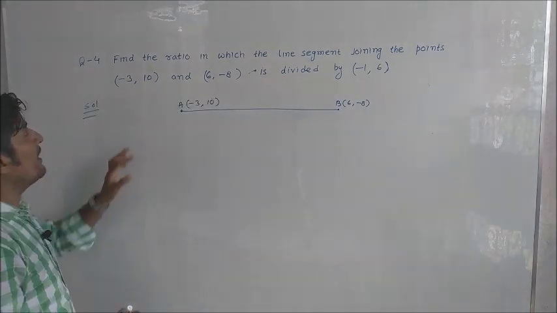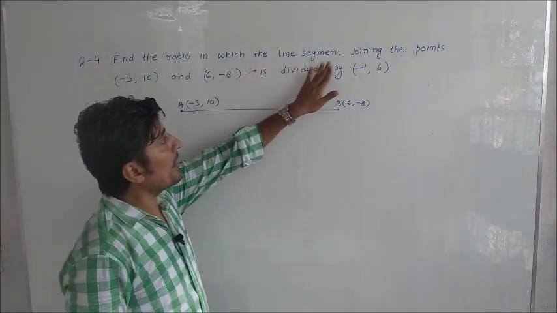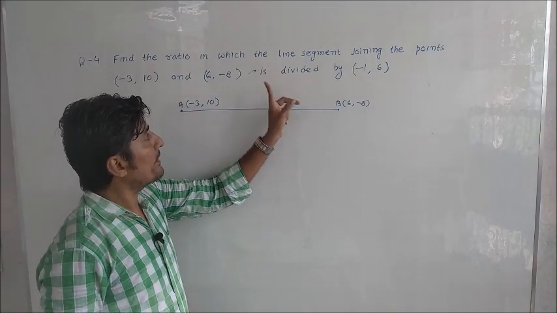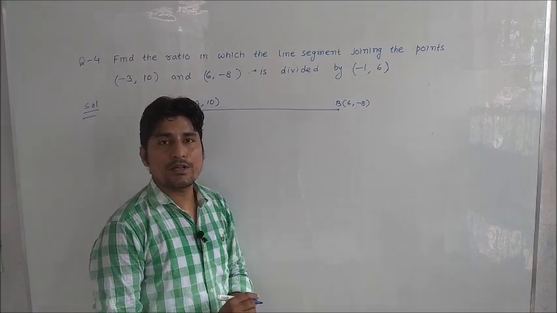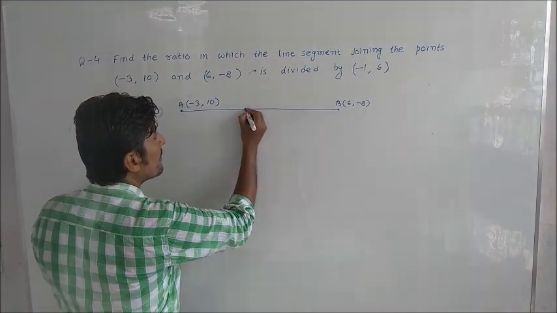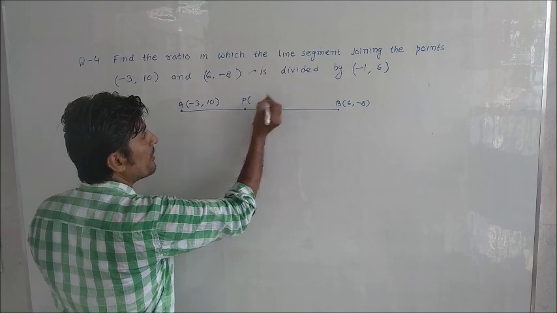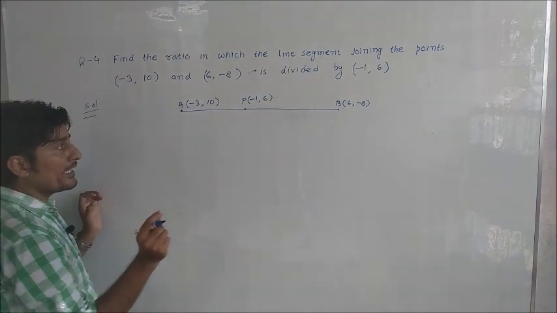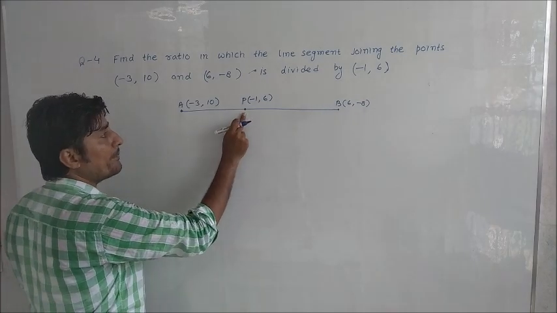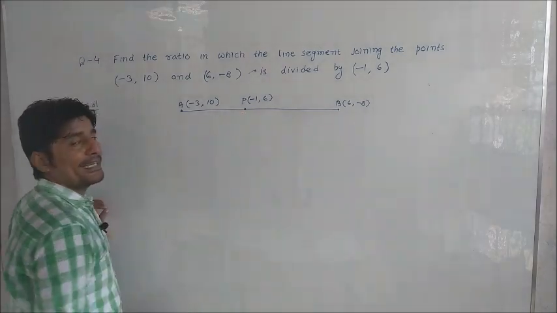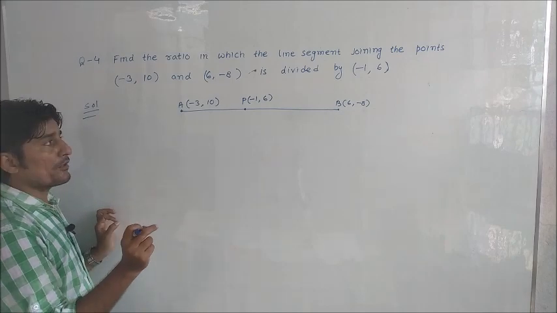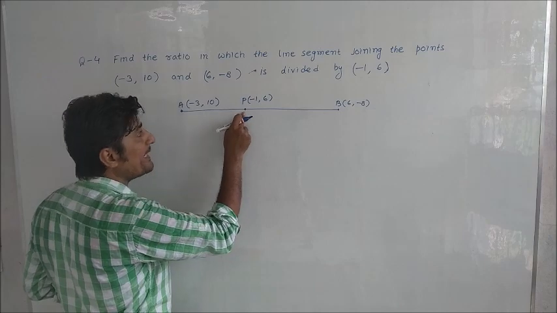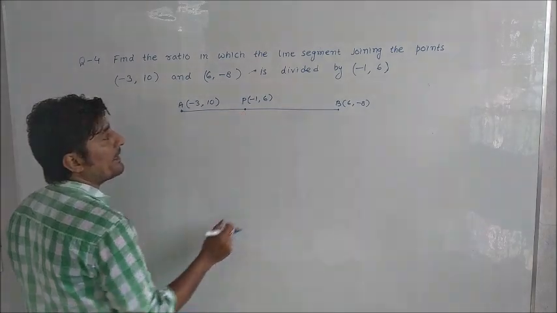Let us see the question once again. Find the ratio in which the line segment joining the points (-3, 10) and (6, -8) is divided by (-1, 6). There is a point, suppose the name of that point is P, whose coordinate is (-1, 6). We have to find the ratio in which this point P is dividing the line segment AB. Once again I am repeating the question. We have to find the ratio in which the point P is dividing the line segment AB.